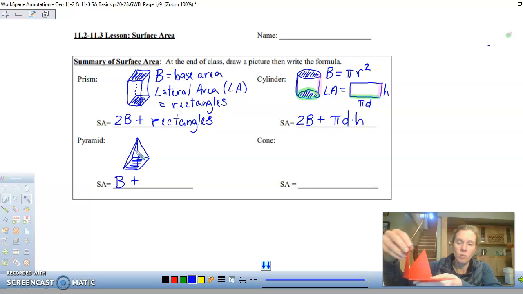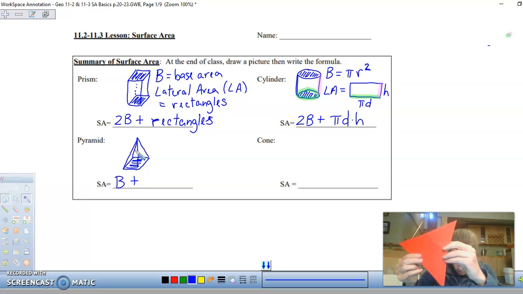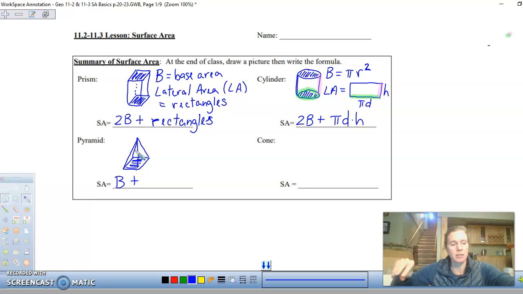So if I opened this one up, you see that is the base, and then I have 1, 2, 3 triangles. So again, the number of triangles depends on the base shape. So if I looked at a hexagon, here's the hexagon, and then the pyramid, and this is another way to open this up, but I'm going to have 6 of these lateral triangles for a hexagon base.